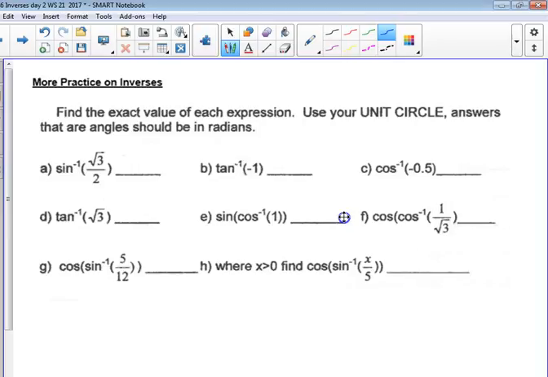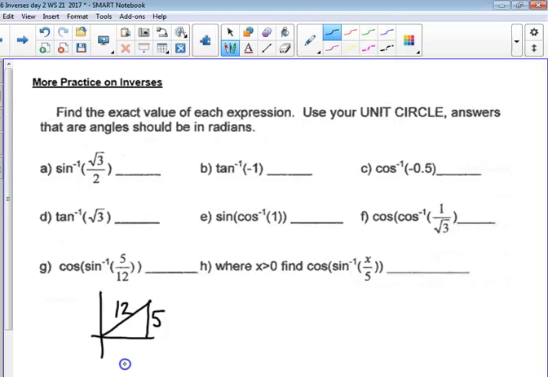I want you guys to do these on your own, except I think that G and H are a little confusing. Let's talk about G. What quadrant would we look for an inverse sine to be positive in? 1. And if we are doing an inverse sine and it's positive, it's in quadrant 1. Sine is opposite over hypotenuse.